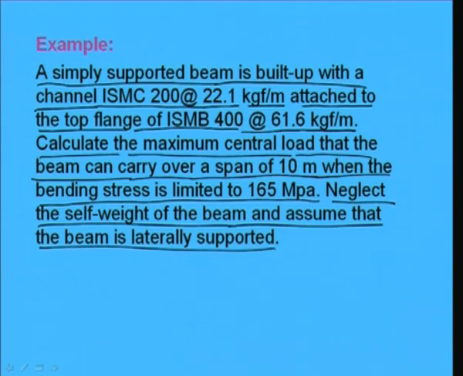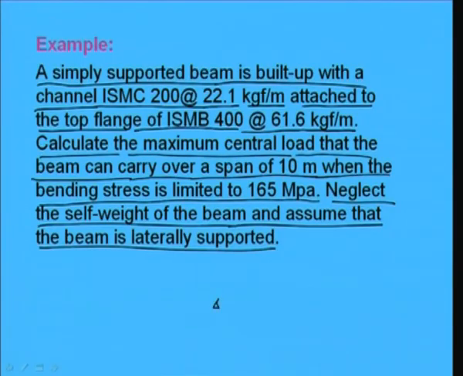So, we are going to neglect the self weight of the beam, as it is small. Neglecting the self weight, we will find the load carrying capacity of that beam, meaning the maximum load centrally placed on this beam. What is given is that this is a simply supported beam carrying a central load W, and the length is 10 meters.